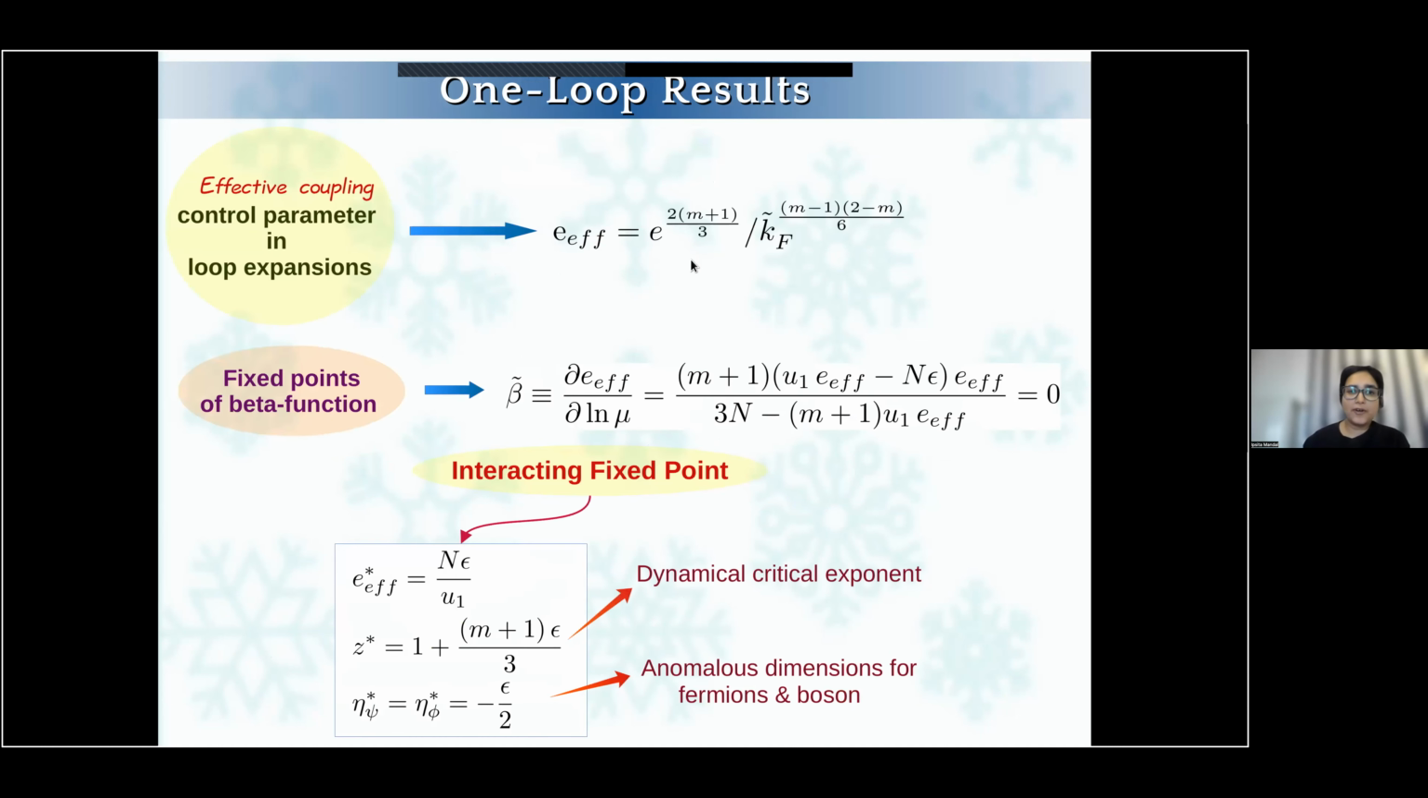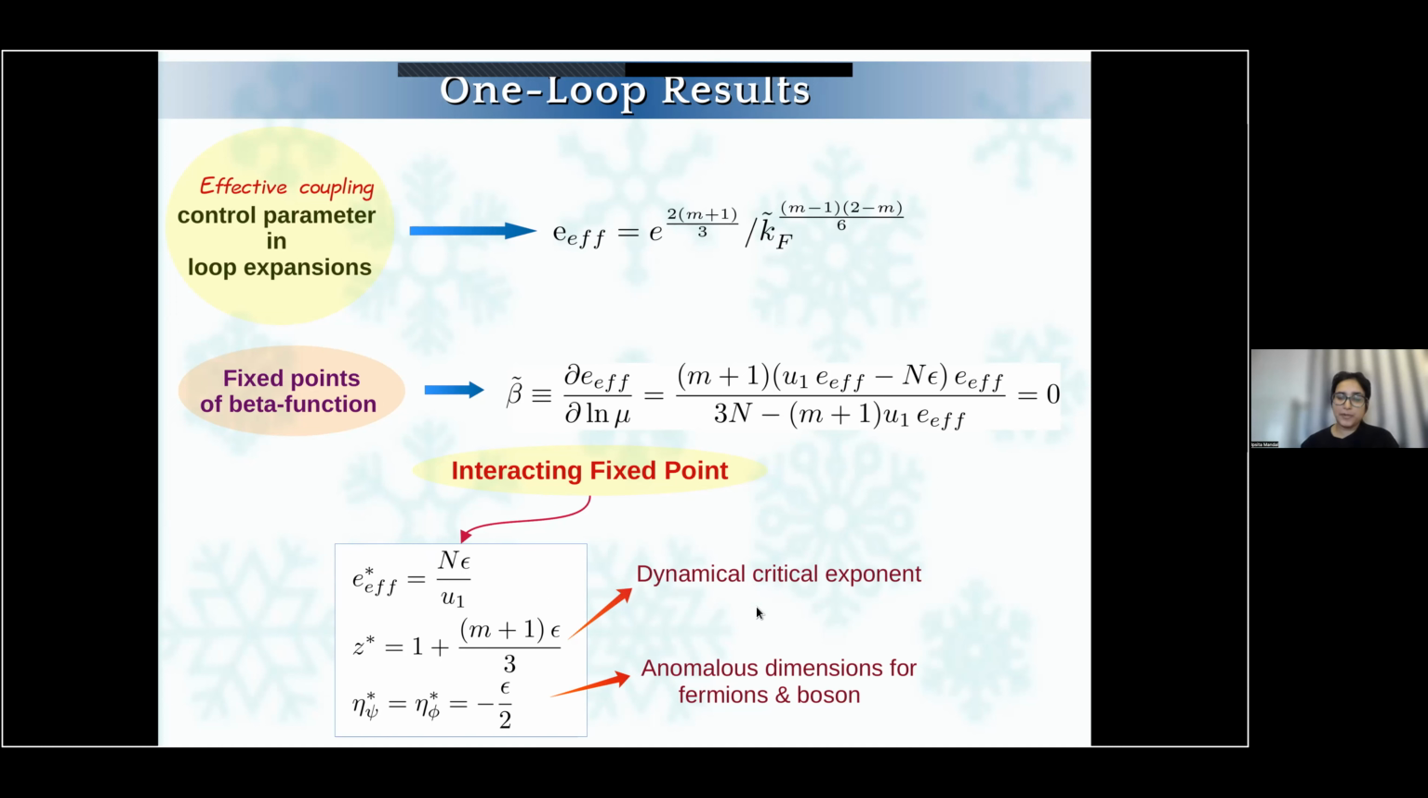So then we work with this effective coupling, and we find the beta function for this effective coupling. And the zeros of this beta function help us to identify the fixed points of the theory. Now we have the Gaussian fixed point and we have the interacting fixed point. We are interested in the interacting fixed point, which has the non-Fermi liquid behavior. And at this fixed point, we find that e effective takes this value, which is proportional to epsilon. And remember, epsilon is the difference between d_c and the physical dimension.